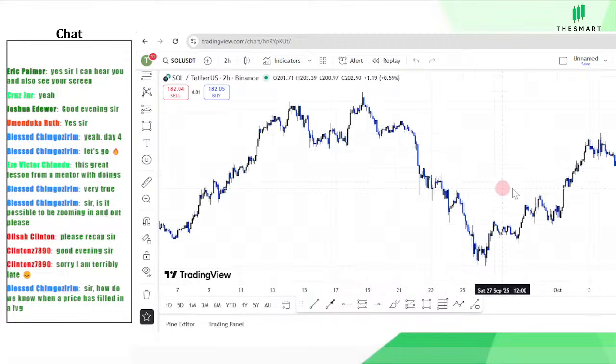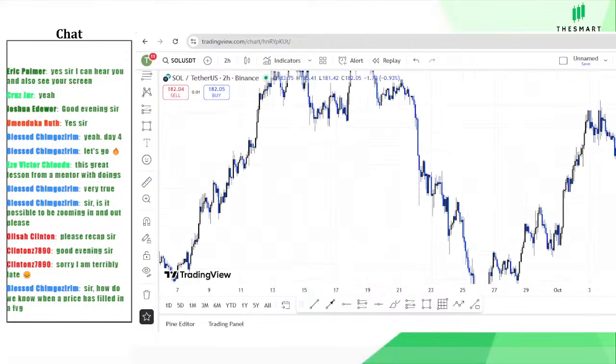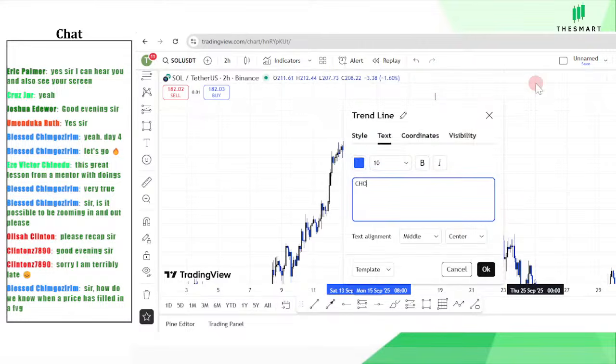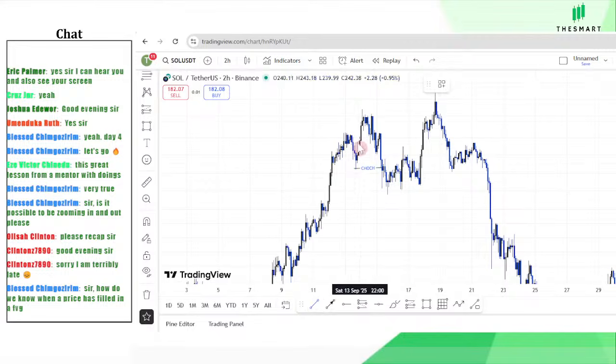Alright, so look at this now. We are on SOL USDT, 2 hours time frame. So this was the last low we had. At this point we have what? This change of character. You have this change of character here. Before that we had this last break of structure.